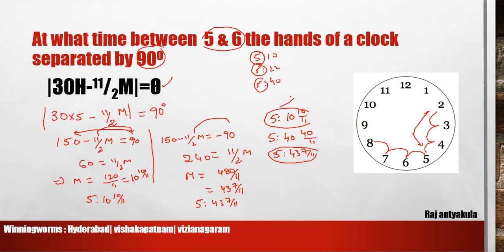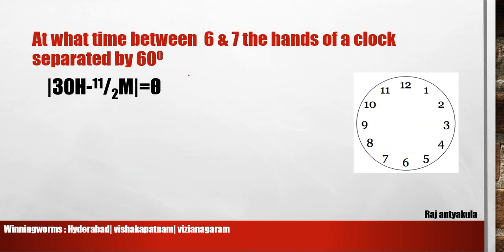Let us do another example. At what time between 6 and 7 are the hands of a clock separated by 60 degrees? What is the h value given? 6. So 30 into 6 minus 11 by 2 into m. We will have two cases: one with plus 60, the other with minus 60. 30 into 6 minus 11 by 2 into m is equivalent to minus 60.